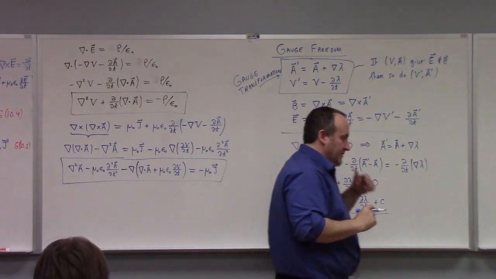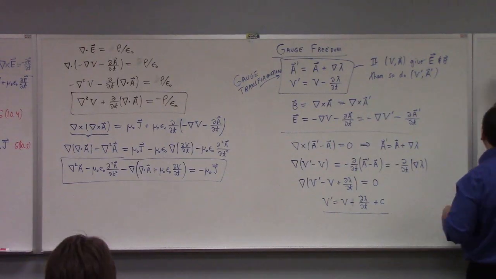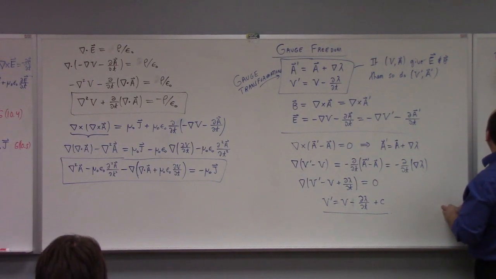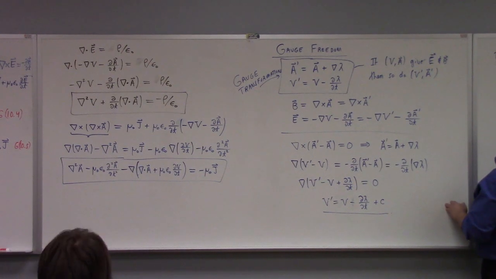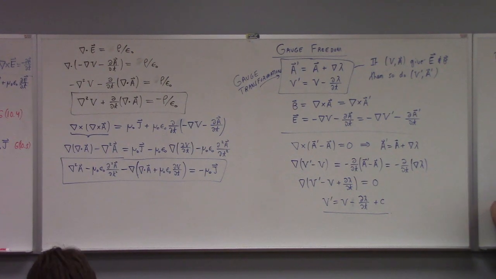Now Sam was saying something about the Coulomb gauge, right? So definition, Coulomb gauge is when we set the divergence of the vector potential to be 0, right?